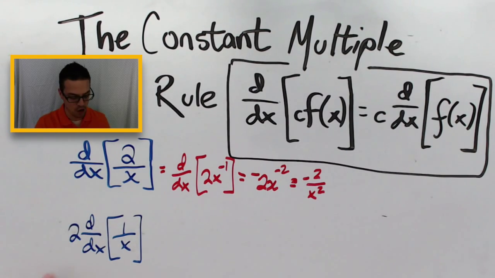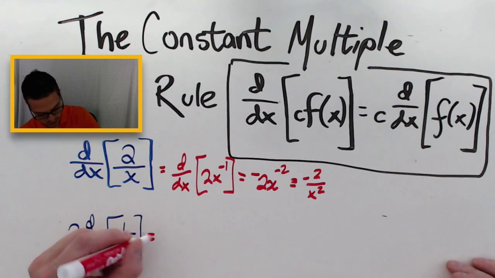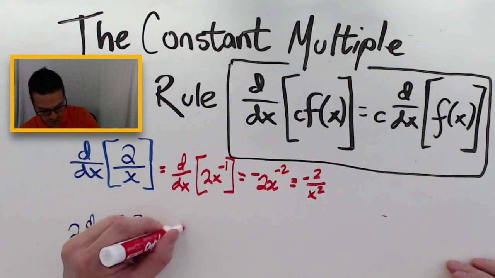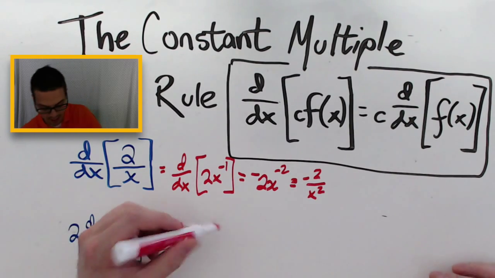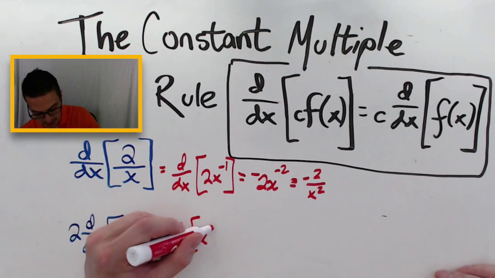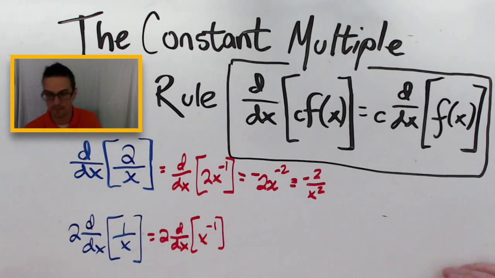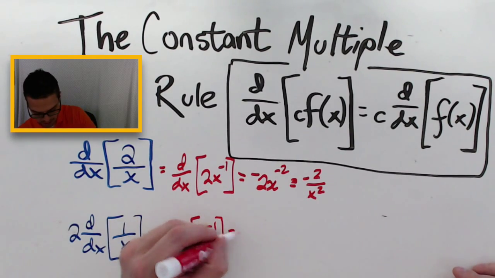Okay? Now we're going to do the same thing, only I have the 2 out in front. You should notice that the answers are the exact same. So we have 2 times the derivative of 1 over x, I'm going to turn that into an exponent again. So this time I'm going to have x to the negative 1 power, like so. Okay, so this constant multiple, I'm just going to put that in front again.